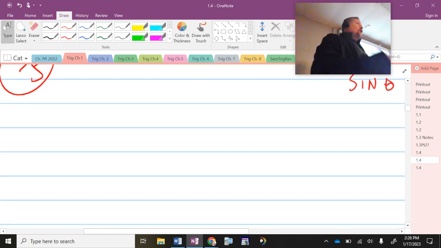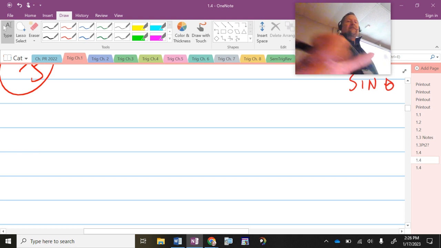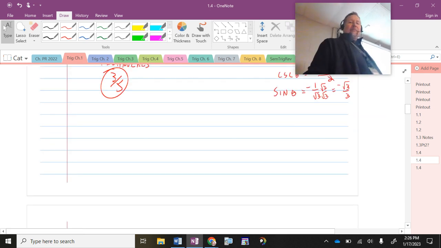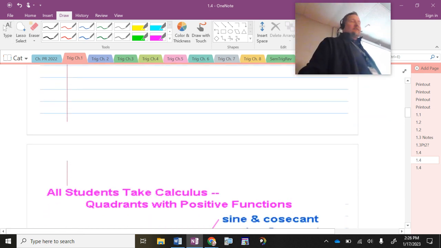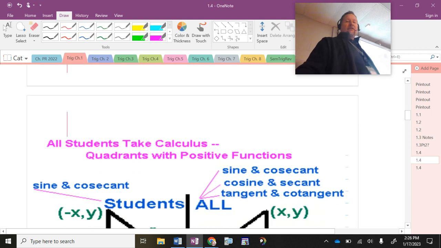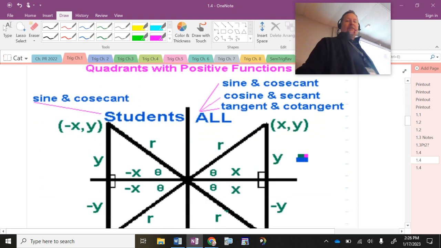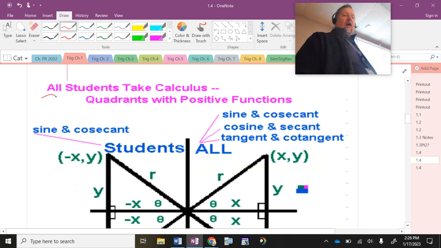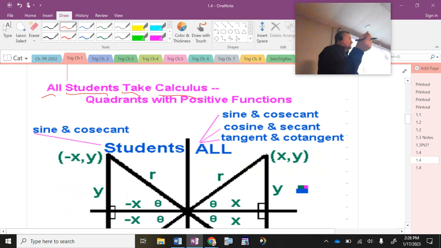All right, now here's the next one. This is called a mnemonic device. Roy G. Biv, what is that for? What's that mnemonic device for? Colors of the rainbow. All right, so this is a Roy G. Biv here, and you might want to write this whole thing. I stole it off the internet. All students take calculus. All students take calculus.